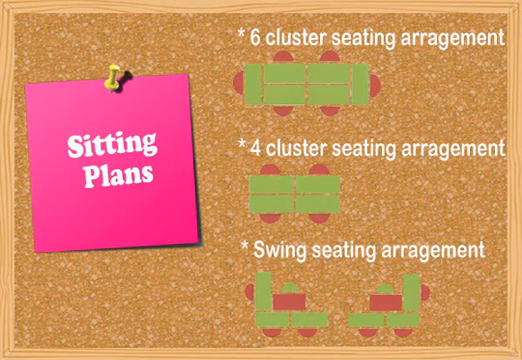The teacher makes 3 different seating arrangements for cooperative learning lessons. These are 6 cluster seating arrangements, 4 cluster seating arrangements, and swing seating arrangements.